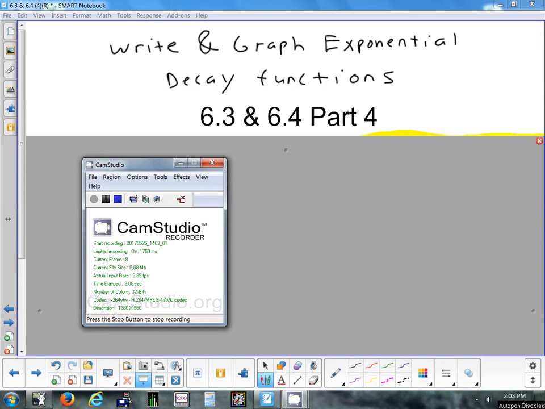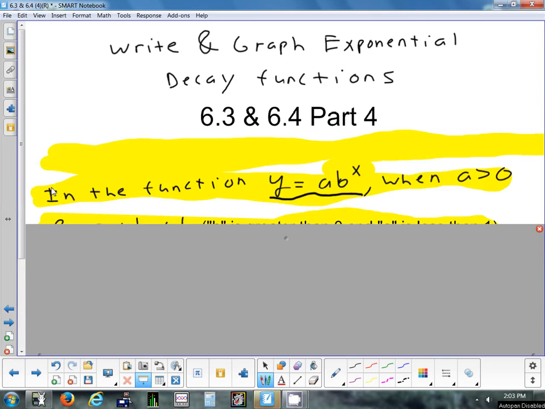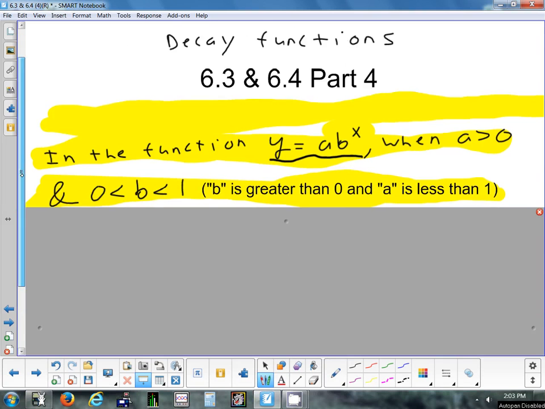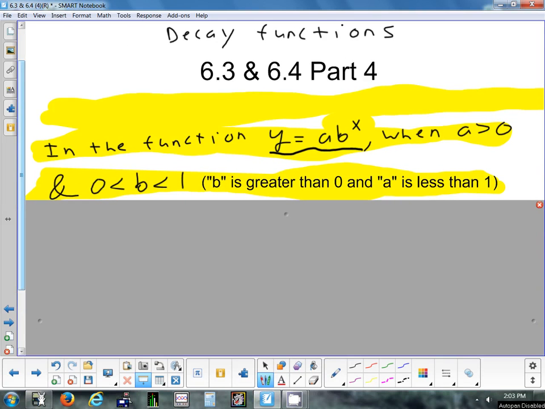Last section. Okay, we're still doing growth and decay. We're just going to look at the last part, part 4. Same formula we've been seeing all week, y equals ab to the x.